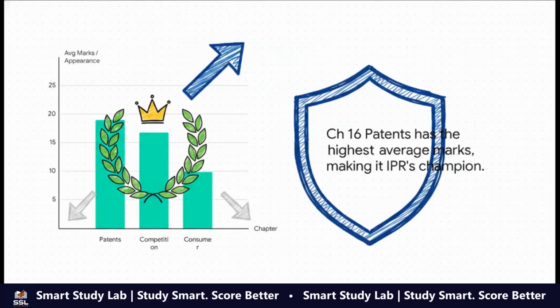And this brings us to the undisputed champion of the IPR section, patents. With that incredible average of 19 marks, it actually scores higher than the former giant, competition law. I mean, just think about it. Part 2 is worth 40 marks total, and this one single chapter consistently makes up almost half of that. Within IPR, patents is your number one priority, period.